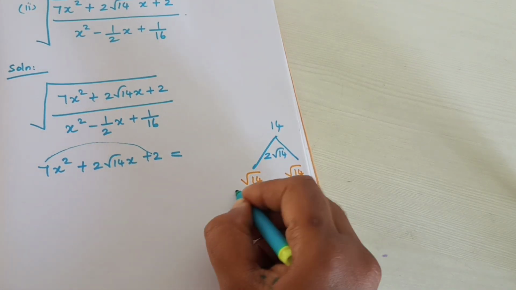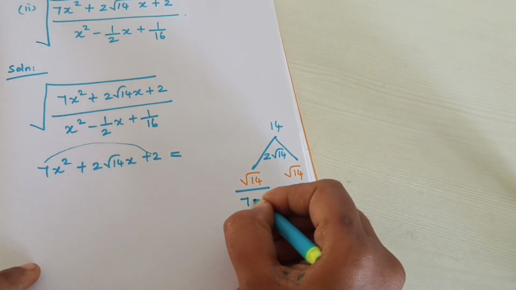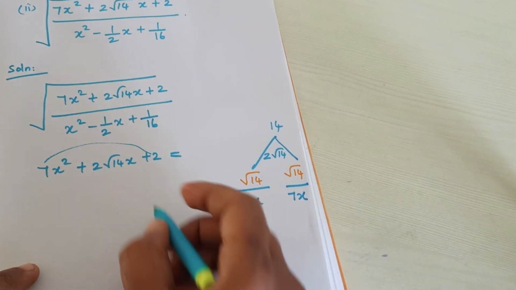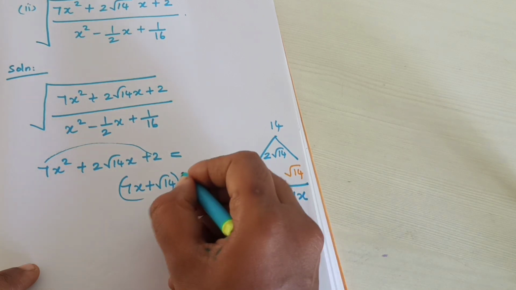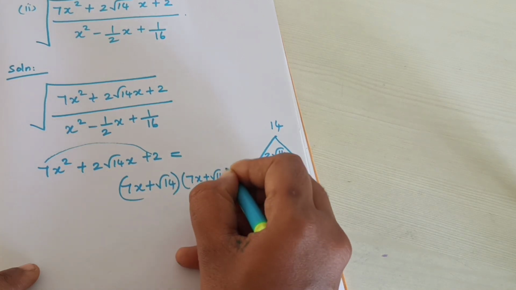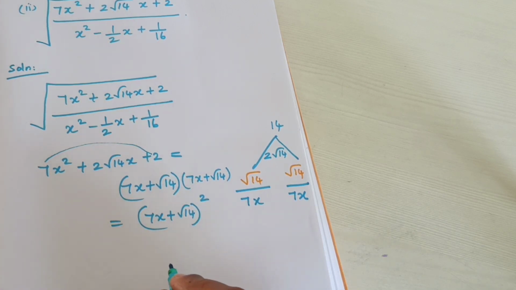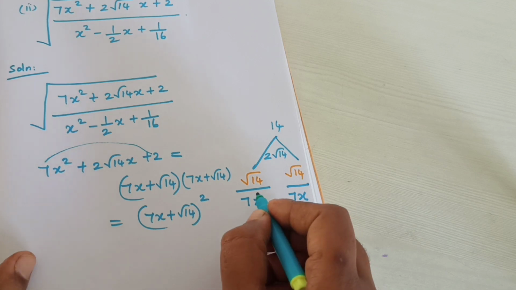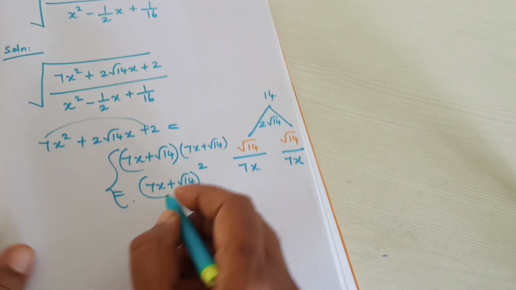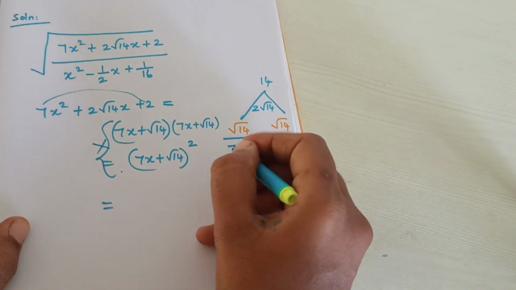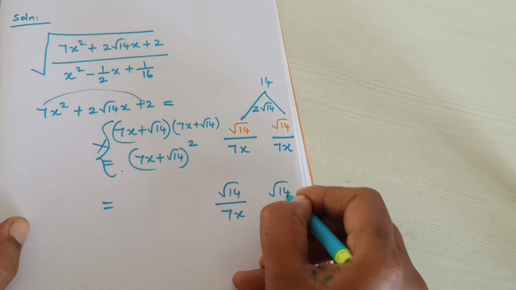Okay, right, divided by, here what's the coefficient? 7. You should divide it by 7. So 7x, here also 7x. So what is the answer? 7x plus root 14 into 7x plus root 14, which is equal to 7x plus root 14 the whole square. And here the one thing, it can be divided by 7, no? So except these steps, you need to write this, listen. So root 14 by 7x, here also root 14 by 7x.